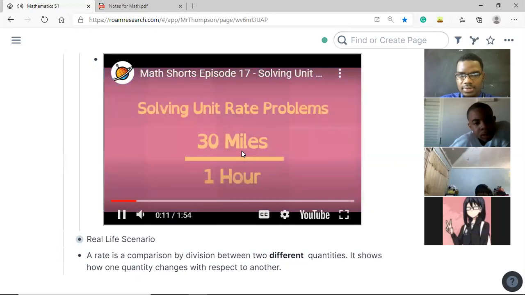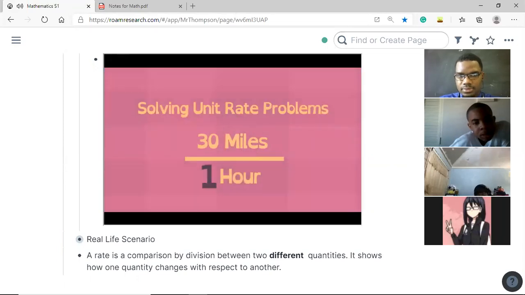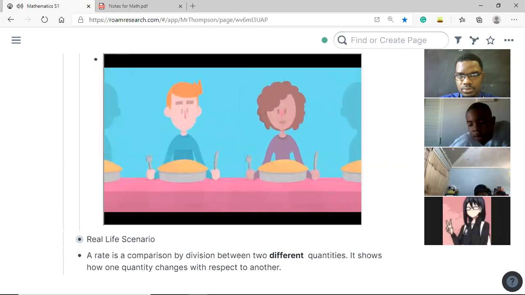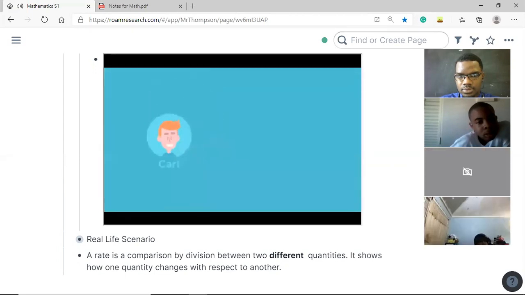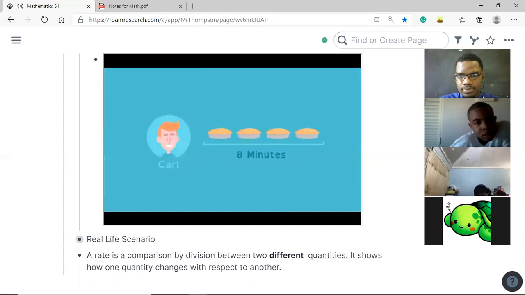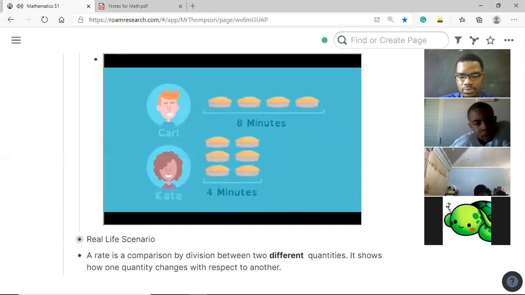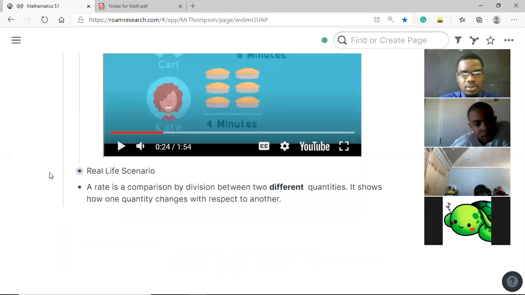A unit rate is a comparison in 2 measurements, where the second measurement, or unit, is 1. Kate and Carl have entered a pie eating contest. Carl can eat 4 pies in 8 minutes. Kate can eat 6 pies in 4 minutes. So write that down for me.